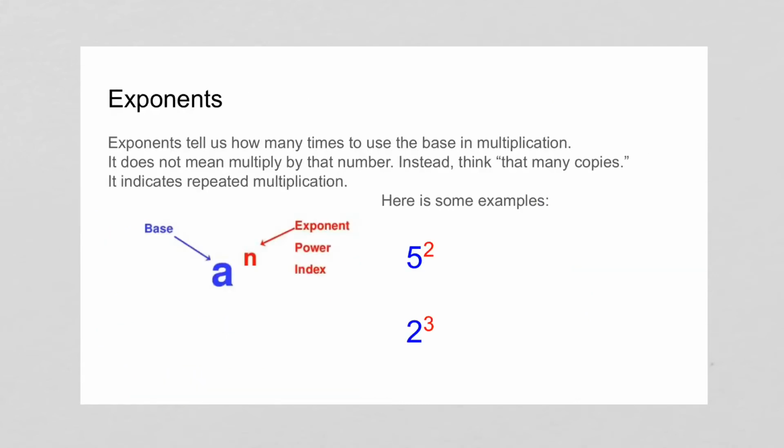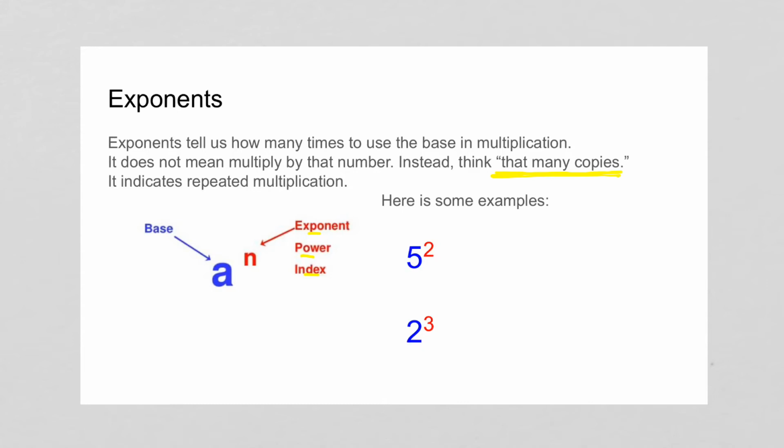Next, we are going to talk about exponents. Exponents tell us how many times we're going to use the base in multiplication. It does not mean to multiply one number by another. So if I'm looking at that 5 to the second power, it does not mean 5 times 2. Absolutely not. Instead, think of how many copies. It indicates repeated multiplication. So in the example of a to the n, first we can identify the big number is the base number. That's the number that's going to be copied. And the exponent might be called power or index exponent. That is how many times we're going to copy that.